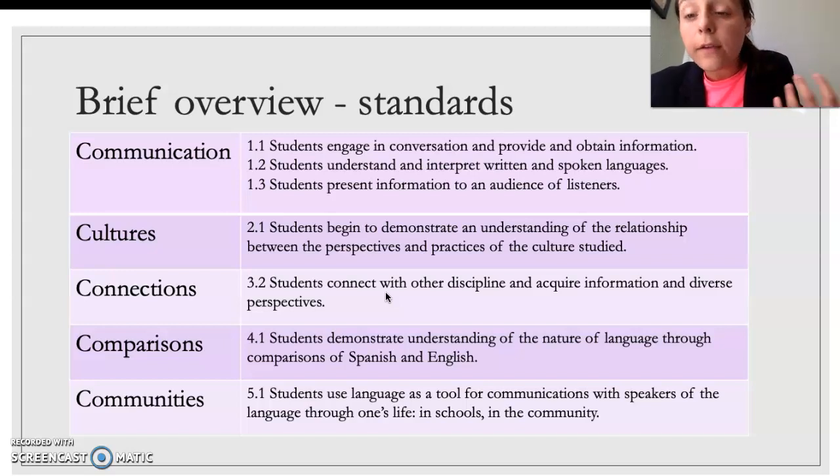And finally, we have communities, which is ACTFL's standard. I was thinking for this that this actually ties really well with the IPA that you'll see in just a moment, because the presentational task for this unit is that students introduce themselves at our school's Hispanic Heritage Festival in the library. So they're incorporating themselves into the community in that way.